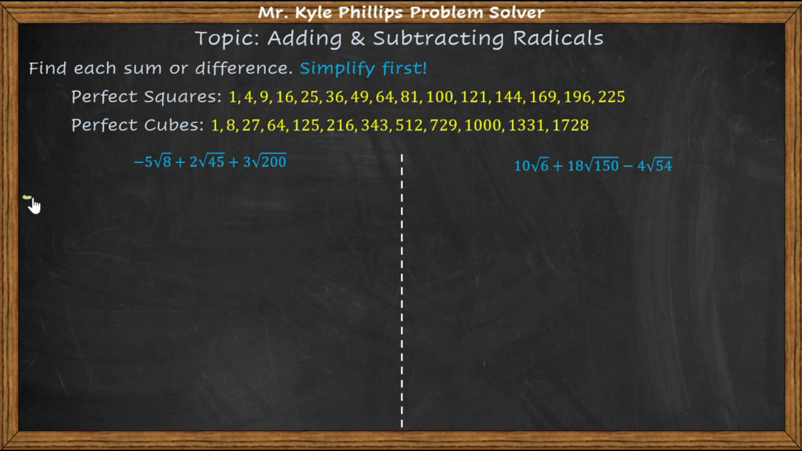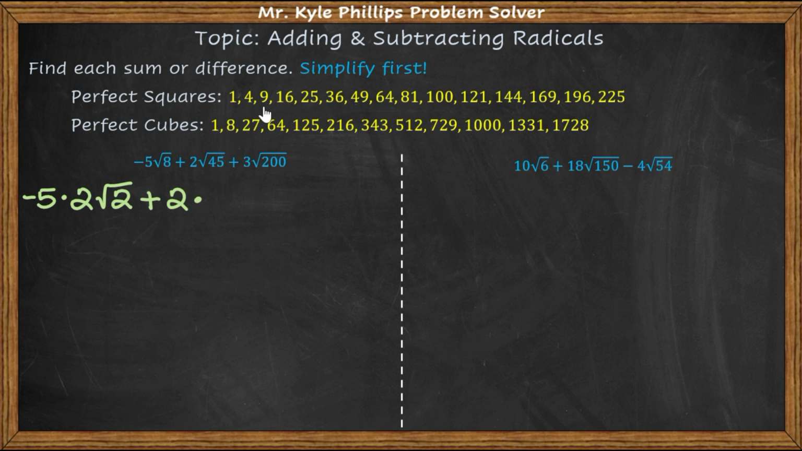So I have -5 times the square root of 8. Remember, we're looking for the largest perfect square that can divide into 8 and give us a whole number, and that is going to be 4. So the square root of 4 is 2. So this is going to be 2 root 2 plus 2 times the square root of 45.